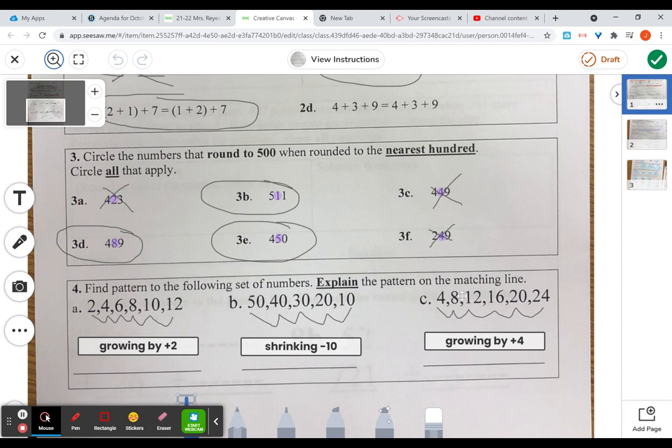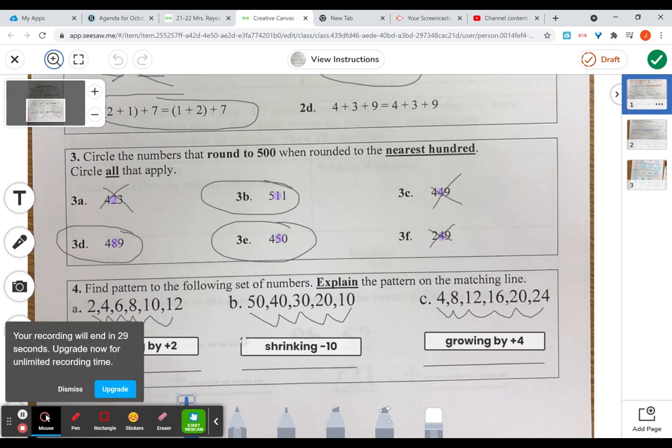For 4, we're looking for a pattern. So we're looking either for a shrinking pattern or a growing pattern, and by how many. So I'm looking at my 2 to my 4 to my 6, my 8, my 10, my 12. I can see this is a growing pattern by 2. Every time we go up by 2.